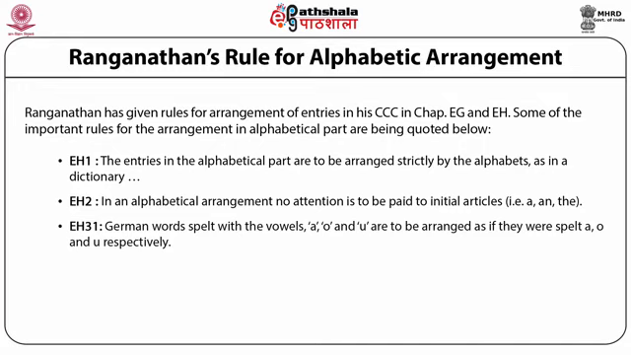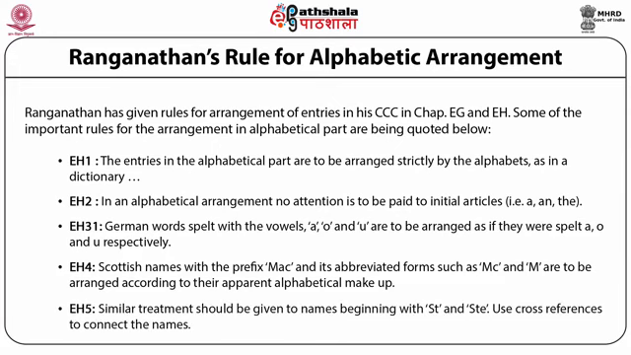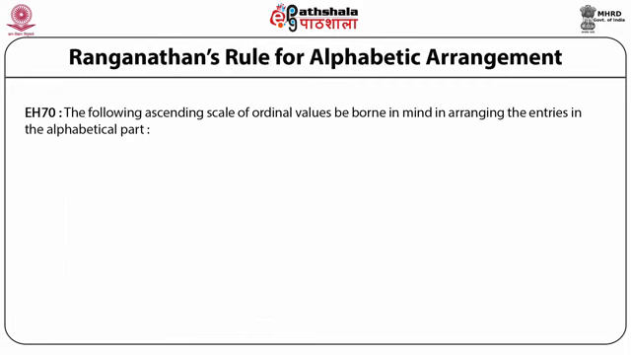EH31: German words spelled with the vowels Ä, Ö, and Ü are to be arranged as if they were spelled as A, O, and U, respectively. Rule EH4: Scottish names with the prefix Mac and its abbreviated forms such as Mc and M' are to be arranged according to their apparent alphabetical makeup. Rule EH5: similar treatment should be given to names beginning with St and Ste. Use cross-references to connect the names. Rule number EH70.